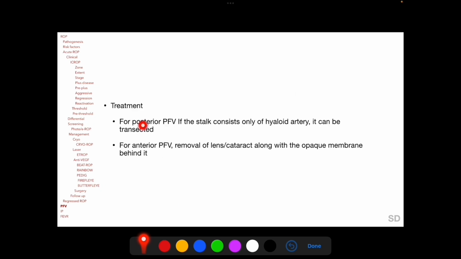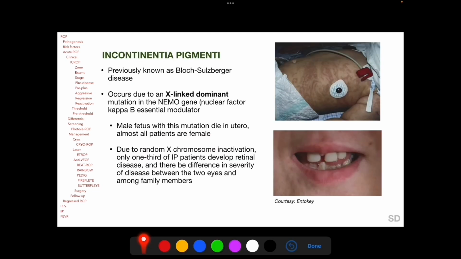Surgical correction for posterior PFV is transection of the stalk, but the stalk can be transected only if it contains hyaloid artery and does not have an attached retina. Surgical correction of anterior PFV involves removal of the lens along with removal of the opaque membrane behind the lens.